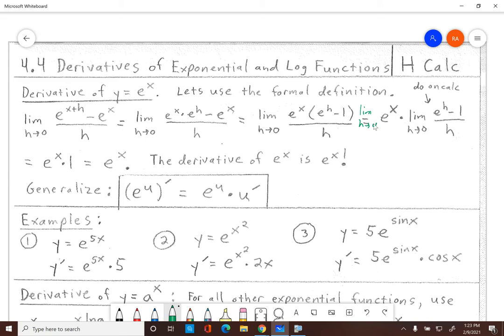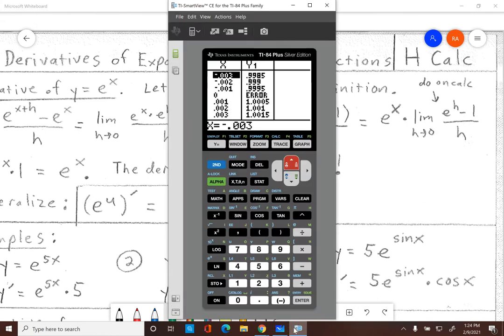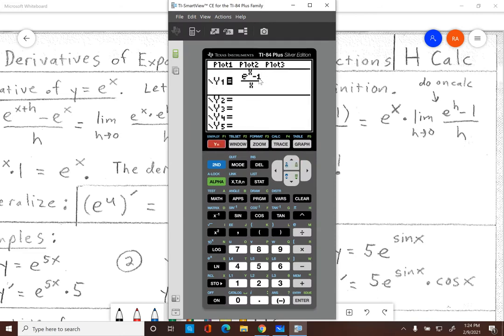This here, if you plug in 0 for h into e to the x, there is no h. So that's just e to the x by itself. And then for this piece here, let's do that on our calculator. So if I graph e to the x minus 1 over x and find out what's happening when x approaches 0, that would answer the same question. So here's this function, e to the x minus 1 over x. There's a look at the graph. It looks like it's approaching a value of 1.